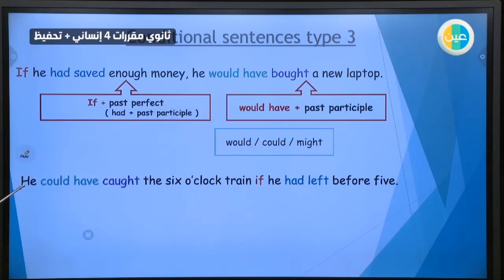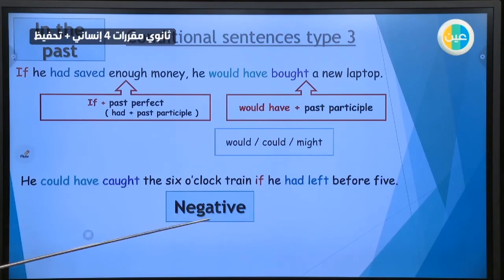What if we switch? We start with the other sentence, the main clause. He could have, he might have caught the 6 o'clock train, if he had left before 5. So we have here could, might, or would, plus have, plus the past participle of the verb. We omit, we delete the comma. We don't use a comma here because we start with the main clause. If he had left before 5, the same grammar here, if plus had plus the past participle. This is in the past. So we use conditional sentences type 3 in the past.